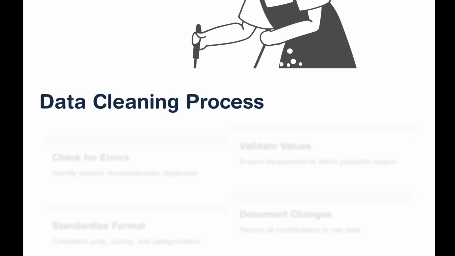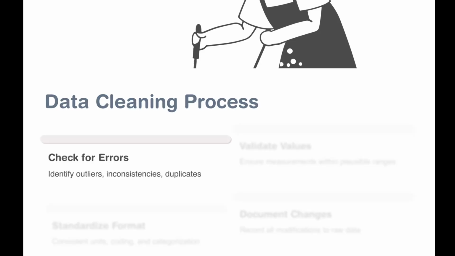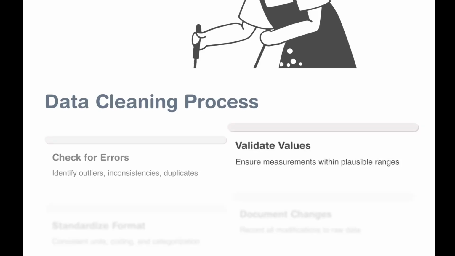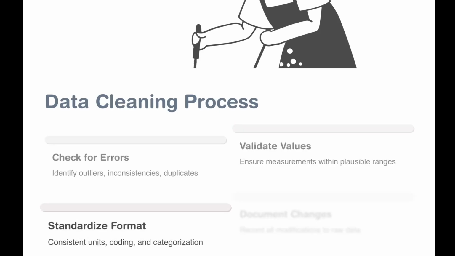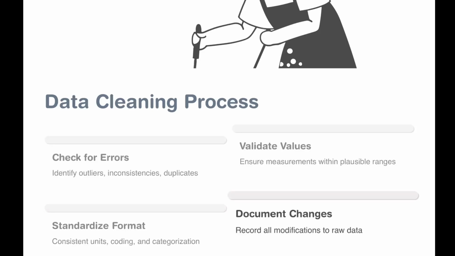And after collection, we do what is called the data cleaning process. First of all, we check for errors. We identify outliers, and we also look for inconsistencies and duplicates. We remove them, like deletion or imputation. Then we validate the values, ensuring that measurements are within plausible ranges or not. Then we standardize the format, so consistent units will be used and coding and categorization will be done. Then we document the changes. We record all modifications to our raw data. So this is called data cleaning: errors first, then validate, then standardize, then document the changes.